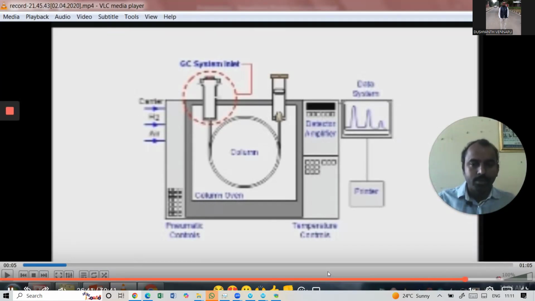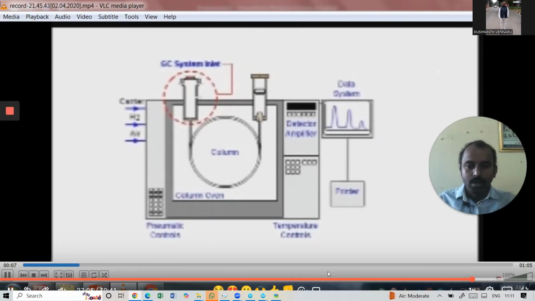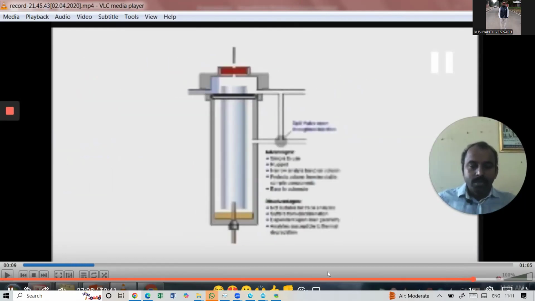Now your input mobile phase, that is your gases, are generally inert in nature. These will elute the components based upon their ability to either be retained on or elute from the stationary phase, and you can see this onto the detector system. So let us see how it works. Again, the injection mode in gas chromatography is of two types. One is split injection, another one is splitless injection.